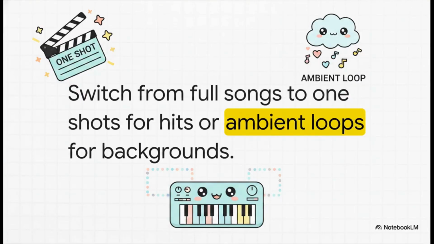Suno actually has a dedicated sounds mode. So instead of generating full songs with verses and choruses, you can flip this on to generate specific audio assets. You can ask for one-shots to get cinematic hits, impacts, and transitions. Or you can ask for loops to generate ambient environmental backgrounds, like a bustling coffee shop or a rainy forest. It literally turns Suno into a full-scale Foley and atmosphere studio.